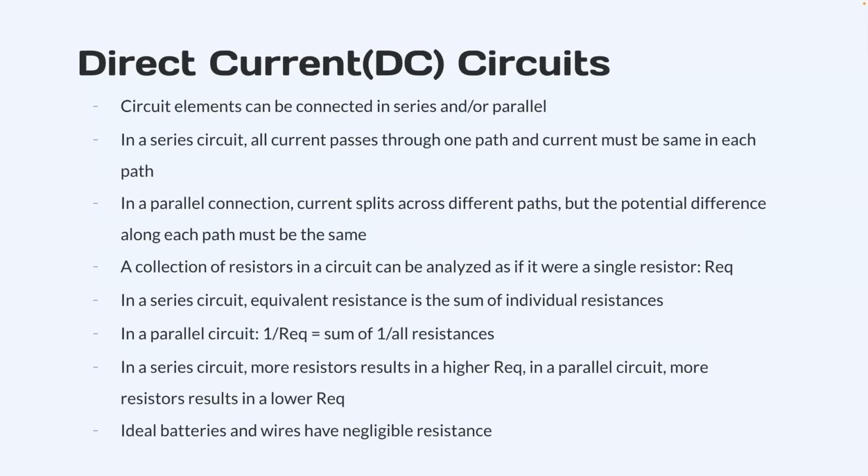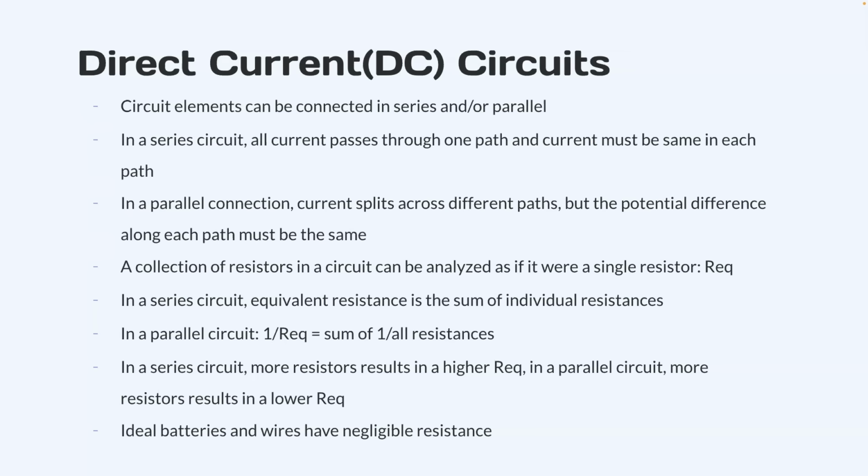Okay, here are the important things for DC currents, which are just direct current circuits. The circuit elements will either be connected in series or parallel, or both. In a series circuit, all the current will pass through one path, so therefore the current must be the same in each path. In a parallel circuit, the current splits across different paths, but the total potential difference across each path must be the same.